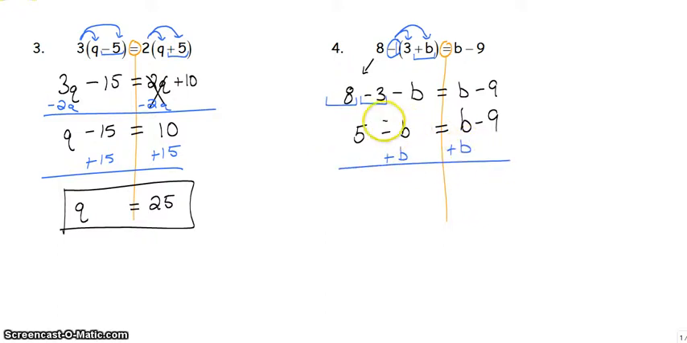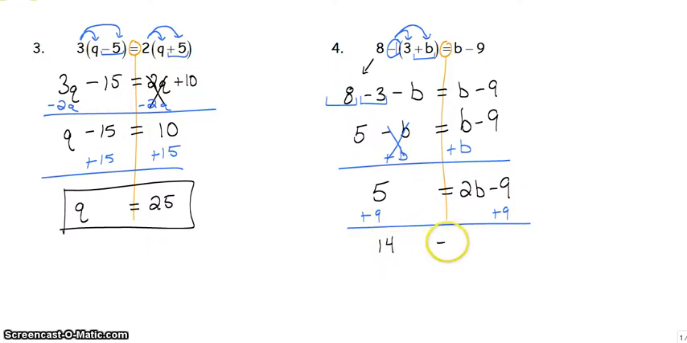A negative b and a positive b cancel. I'm left with 5 on the left. B plus b is 2b, not b squared. And I bring down the minus 9. Two-step equation left. I'm multiplying and subtracting. I need to add first. I get 14 equals 2b. To undo the multiplication, I will divide. 14 divided by 2 is 7 equals b as my final answer.